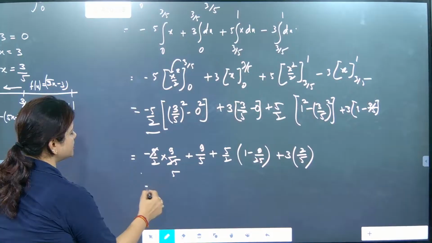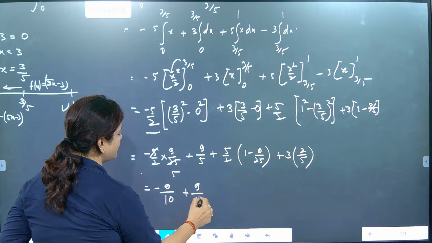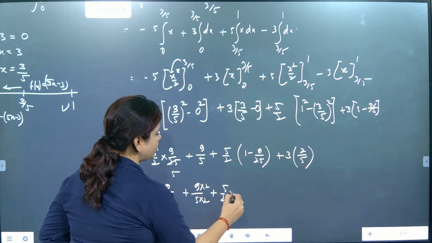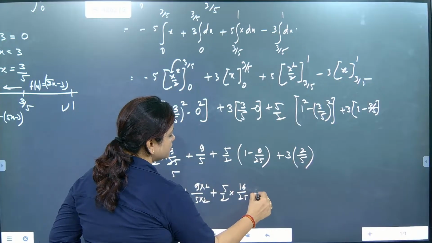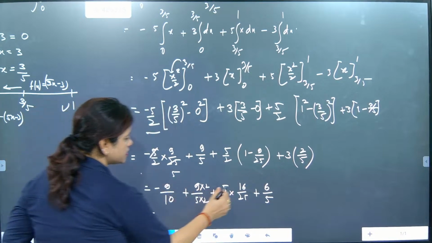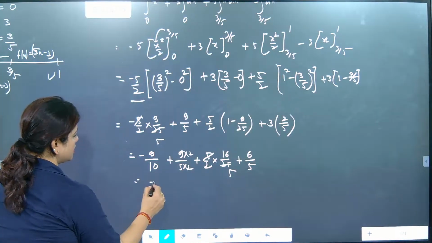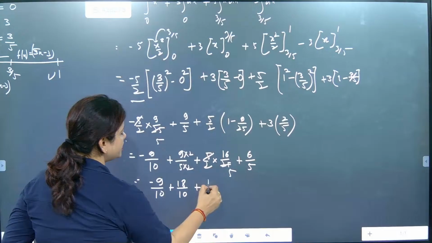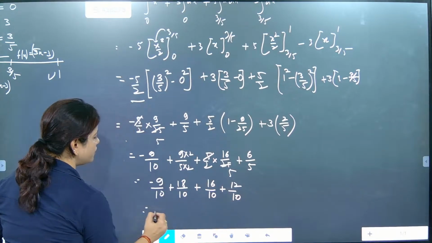So here it is coming as minus 9 by 2 5s are 10, plus 9 by 5, multiply by 2 up and down, and here 5 by 2, 25 minus 9 that is 16 by 25, and then here 3 into 2, 6 by 5. Let's check the final answer. 18 by 10, and here it is 16 by 10, plus 12 by 10. So I have converted everything into 10.